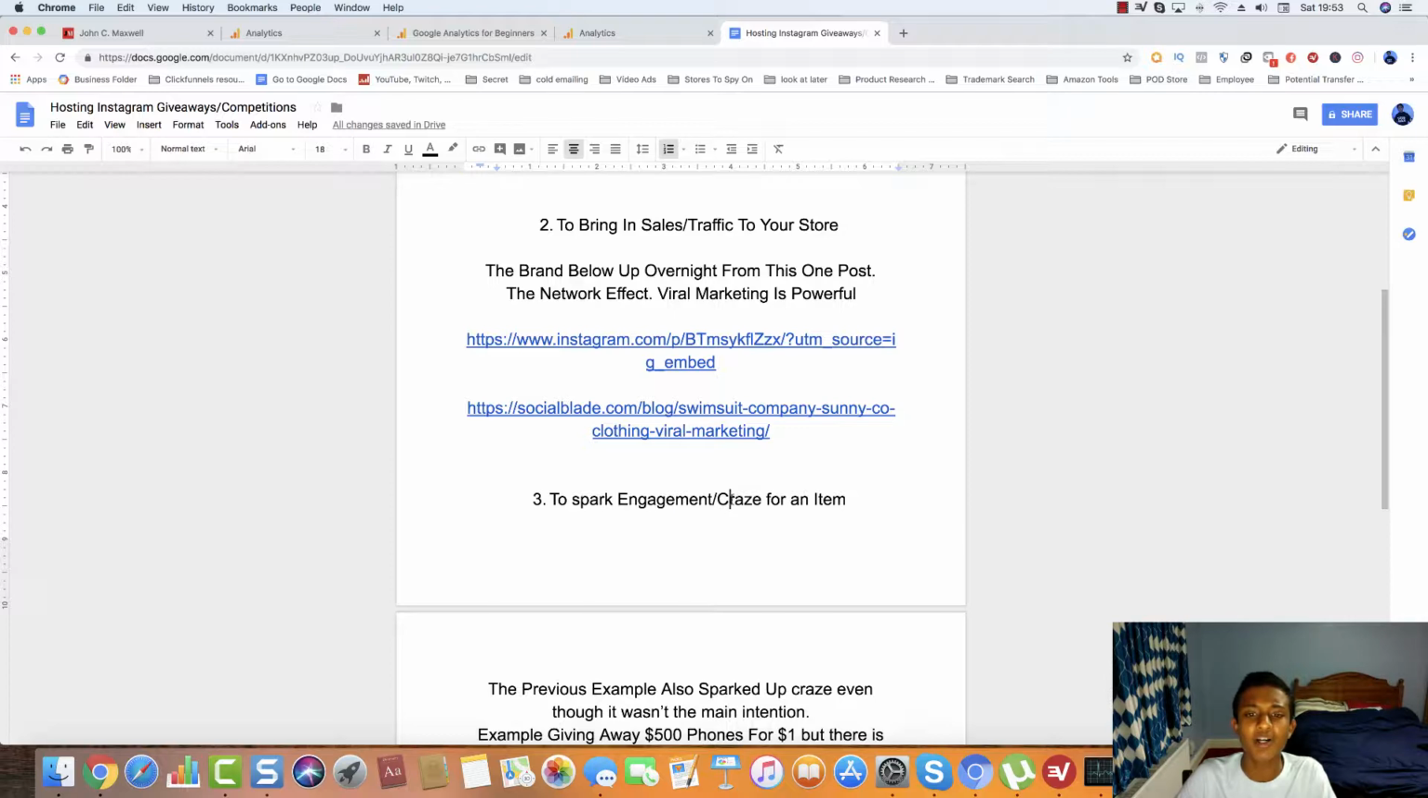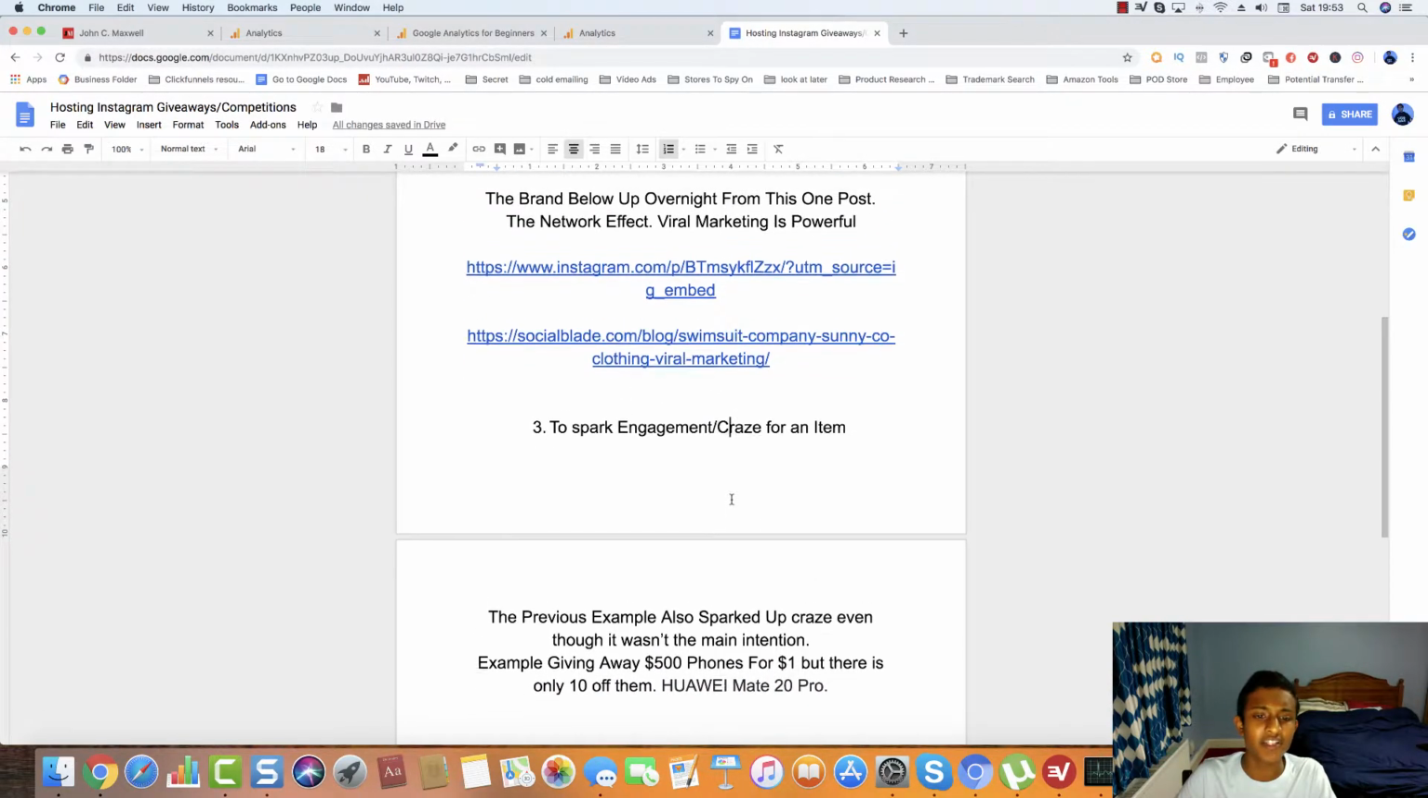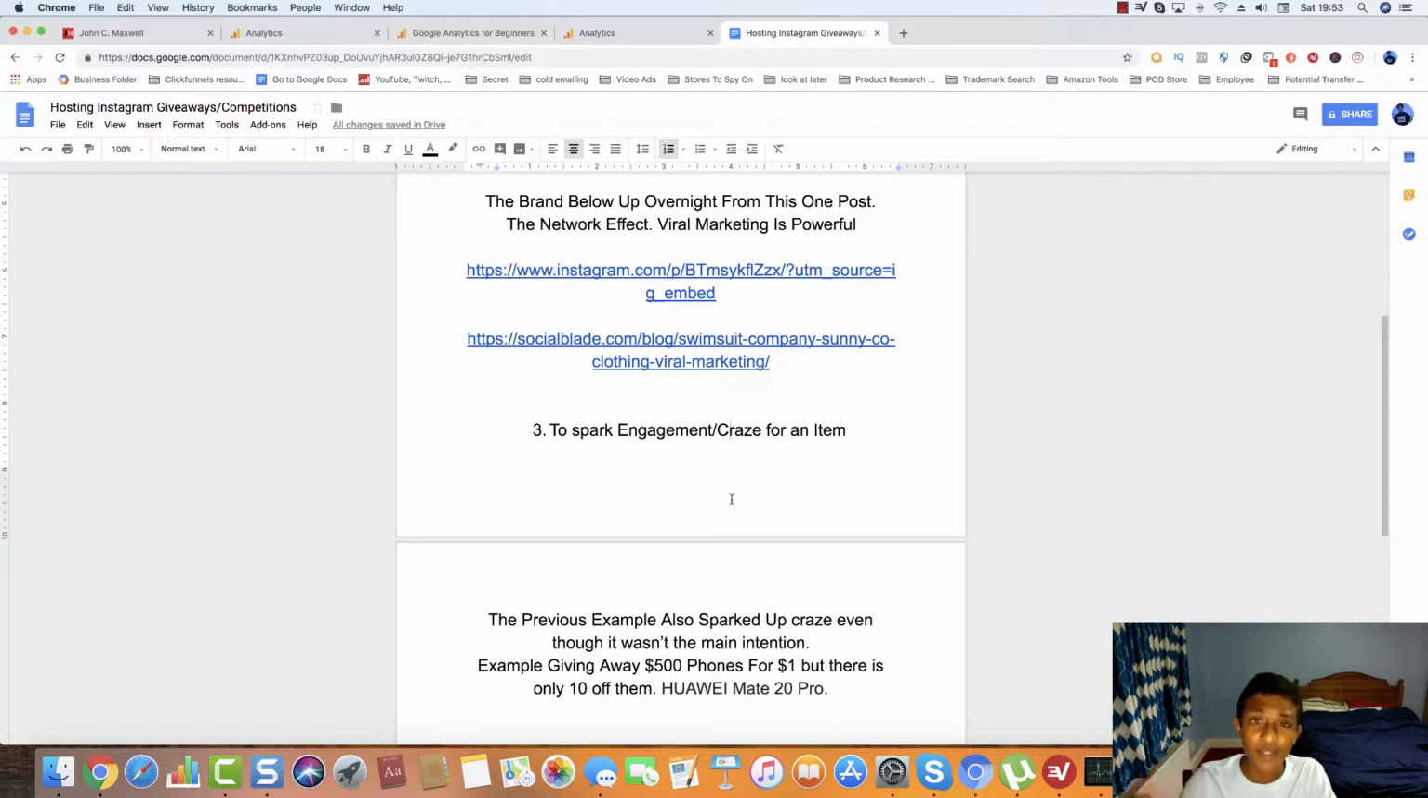Number 3 is to spark engagement and craze for an item. So if you guys don't know about this already, I think this was about a week ago, and I had no idea about this until loads of people started bringing this up at my school. And what was going on was, I think a $500 Huawei Mate 20 Pro phone was going on sale for $1 per phone, free shipping and everything, but there were only 10 of them available. And what Huawei did, and I didn't even know they were a brand, I never knew they existed, apparently they're okay-ish phones.